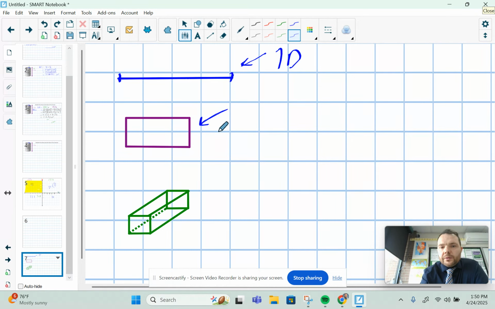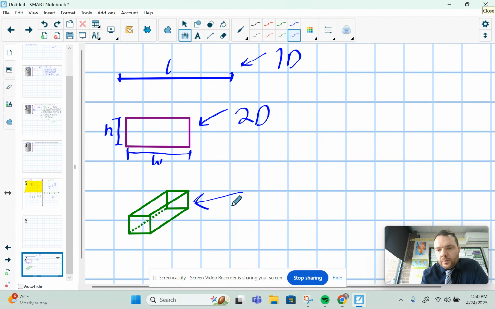An example of a 2D shape would be a rectangle. You've got two dimensions. You have width and height. So there's two dimensions here, width and height, and we'll put a little L here for length for the 1D. And then of course we have 3D shapes.